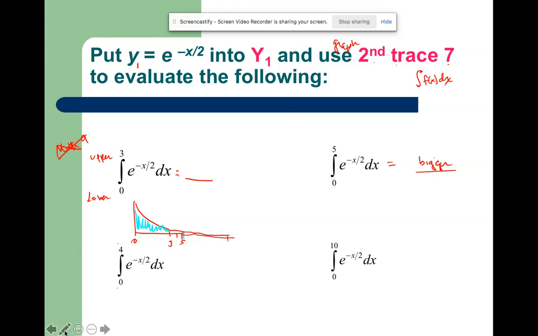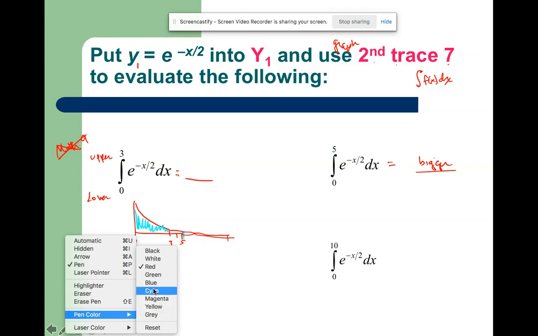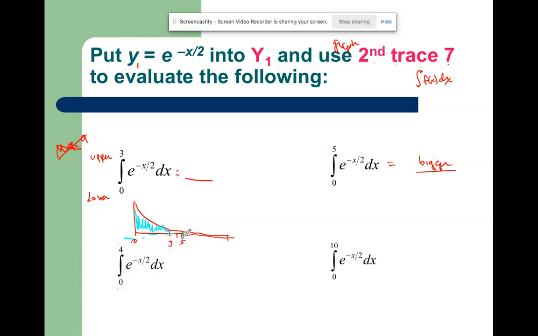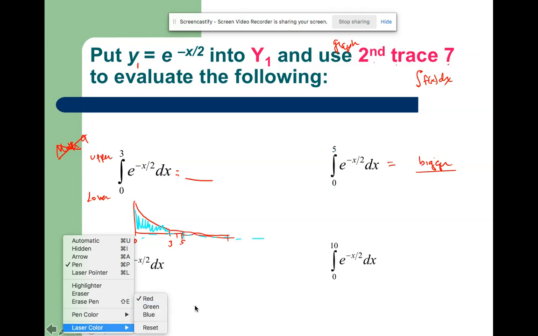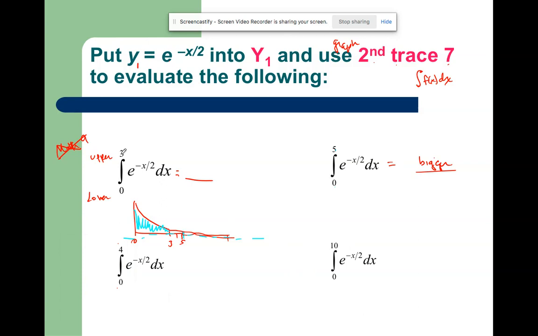Hopefully you do know from Algebra 2 the asymptotic behavior of this function. This function approaches 0 but never ever gets there. So you don't actually have a closed interval until you say stop at 3, until you say stop at 5, until you say stop at 4, until you say stop at 10. And I could even say 100, couldn't I?